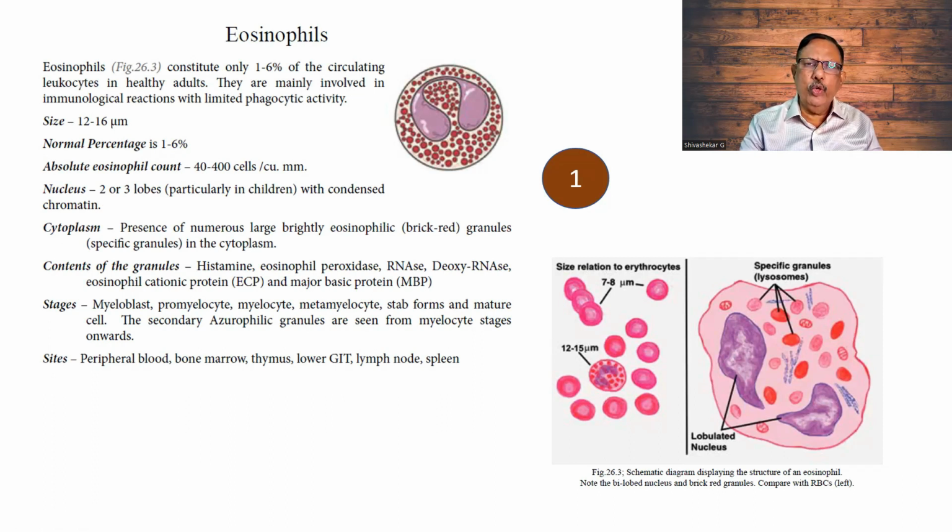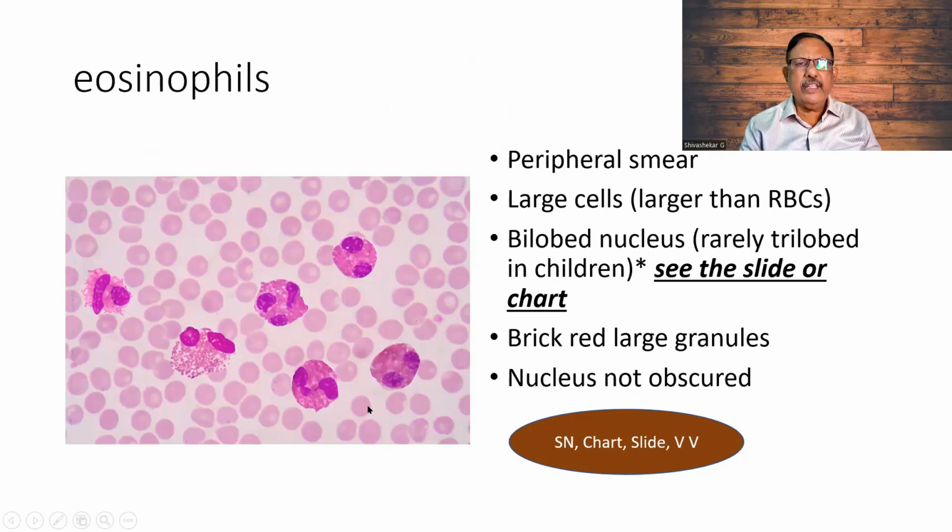Nucleus is usually 2 lobes, but it can be 3 lobes. This is a nice diagram for us to draw. And this is what we roughly see in the smear. The rest of it, I will not be going into. It has got its own precursors. Kindly read up. This can be a chart that is kept for us.